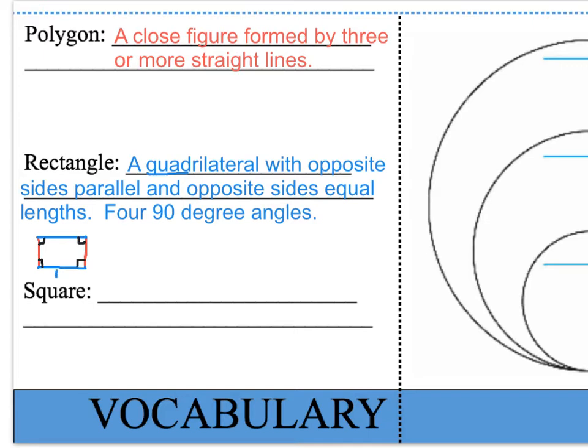So the blue lines would be my base, and the red lines would be my height. So if I wanted to find the area of this, I would say the area of a rectangle is equal to the base times the height.